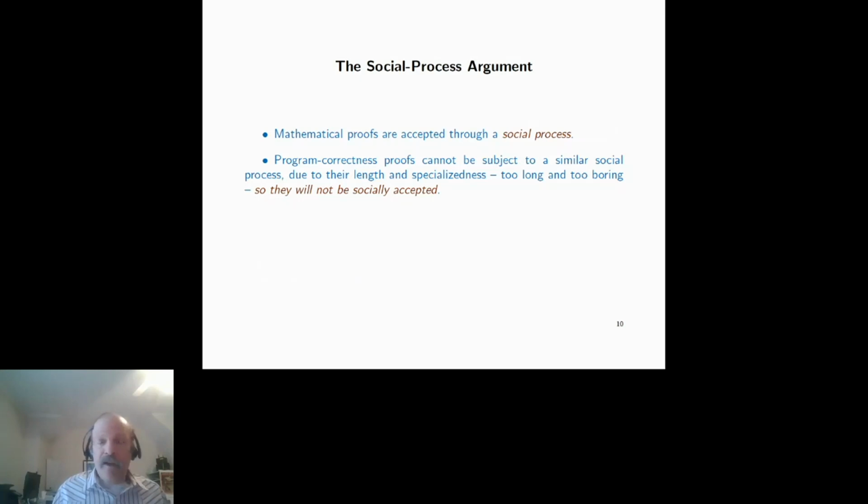DeMillo, Lipton, and Perlis argue that if you have a 1,000-page mechanical proof of some very complicated program, nobody is really going to check it. Even if the theorem is very, very long, there will be no social process, so it will not be socially accepted. And without social acceptance, there's no trust. We'll come back; the concept of trust or confidence is a thread that goes through this. Remember, Hoare promised us mathematical certainty. And DeMillo, Lipton, and Perlis say mathematical certainty is achieved by a social process, which will not happen here. So we will not have mathematical confidence. That was the argument.